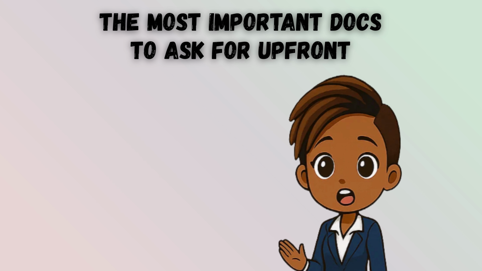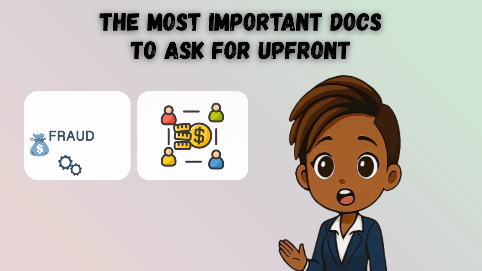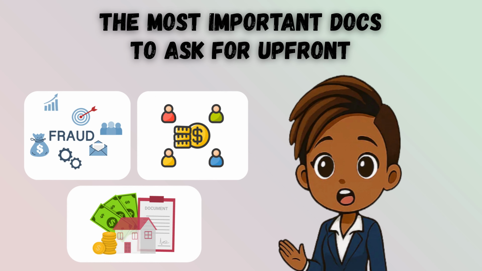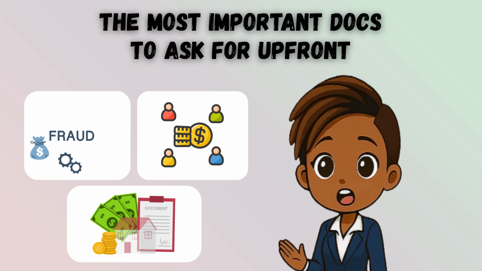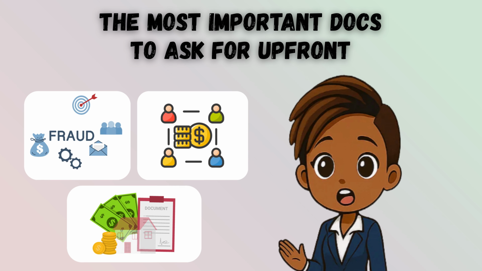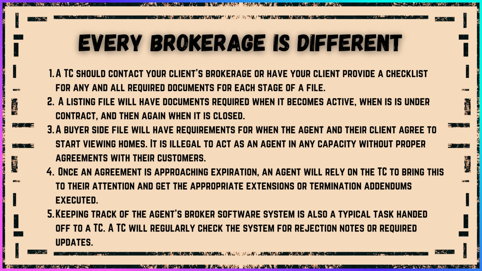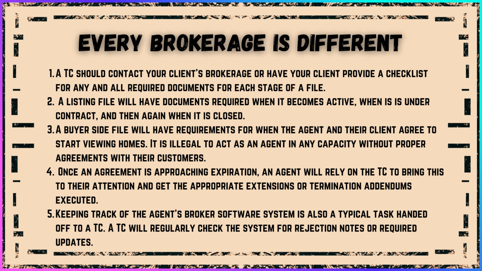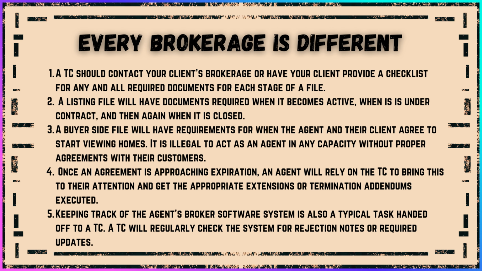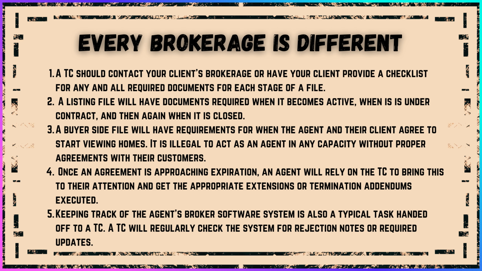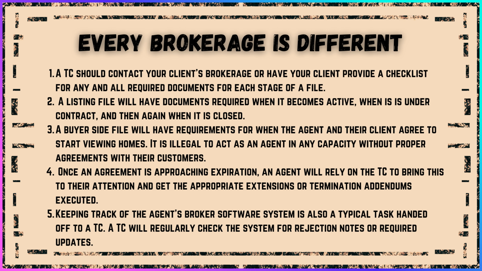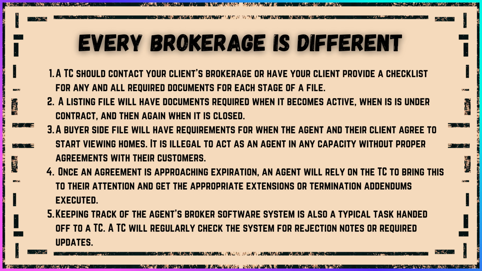There are also some other important documents that are common nationwide, like wire fraud warnings, affiliated business disclosures, and HOA or title documents when they apply. All of these together make up the foundation of a complete and compliant file and help the TC, the agent, and the client stay on track from the very start. Every brokerage operates a little differently, so it's important to contact your client's brokerage or have your client provide their checklist to ensure you have all required documents for each stage of the file.